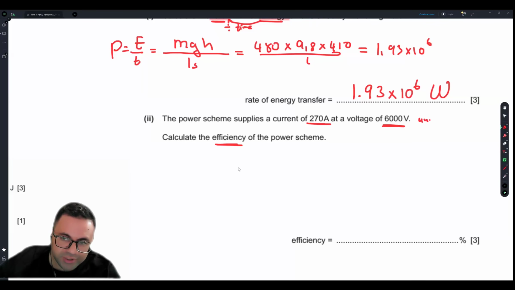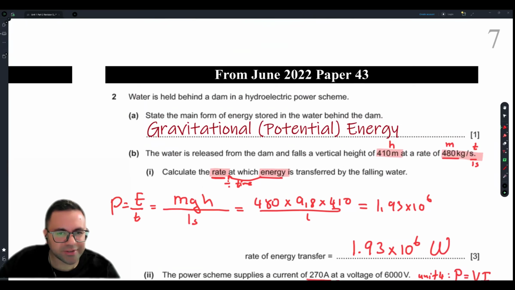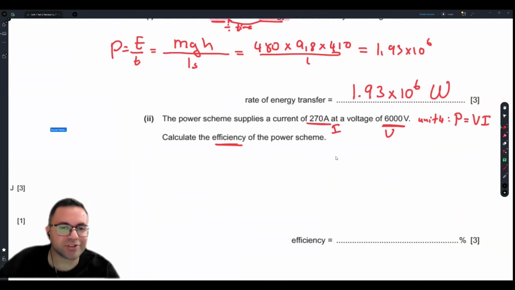In Unit 4, in electricity, we will learn that electrical power is calculated using V times I, voltage times current. But I'm more concerned with what kind of power this is. Input or output? Go back to the design. This is a hydroelectric power station, which means it takes in the main form of energy, gravitational potential energy, and it converts it to electrical energy.